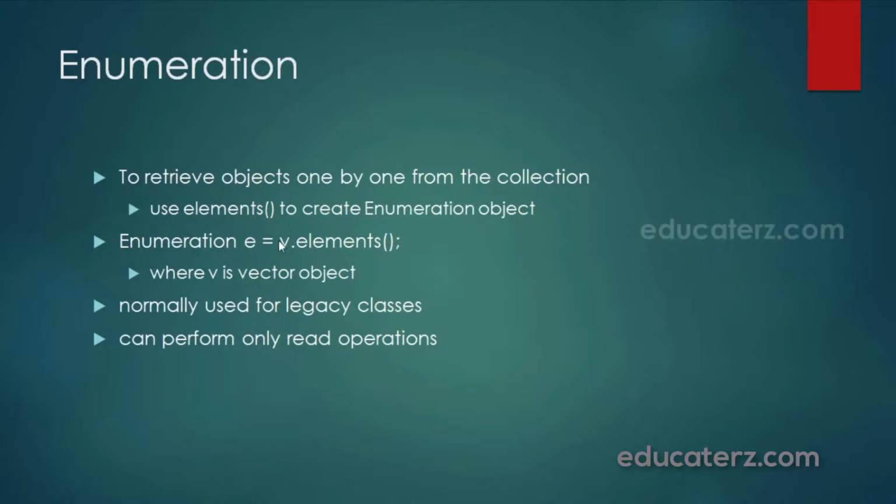For example, if v is the Vector object, when I say v.elements, I would get an Enumeration object. Normally Enumeration is used for legacy classes. Legacy classes are those classes which were defined in earlier versions of Java like Java 1.2 and so on. So Enumeration was also introduced in version 1.2. And moreover, Enumeration is used only for reading operations. So let's see an example of it.